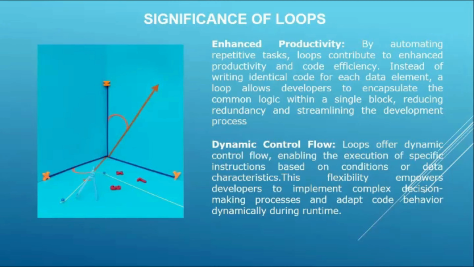The next topic we are talking about is dynamic control flow. Loops offer dynamic control flow. That is, it enables executing specific instructions based on conditions or data characteristics. Whatever condition is given, based on that, the loops iterate repeatedly and give the desired output. So their flow is very dynamic. That is, they flow in a proper way and then get the desired output.